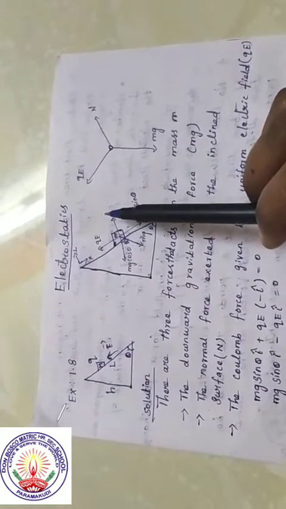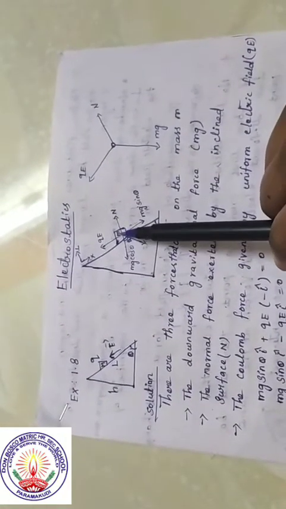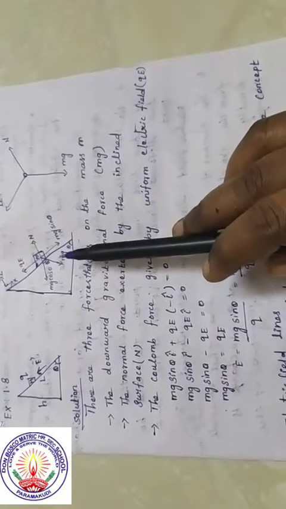Then calculate the magnitude of the electric field. So this is the free body diagram. Then we have to calculate the electric field. There are three forces that act on the mass m. The first is the downward gravitational force mg, the second is the normal force N exerted by the inclined surface, and the third is the Coulomb force due to the uniform electric field, qE.